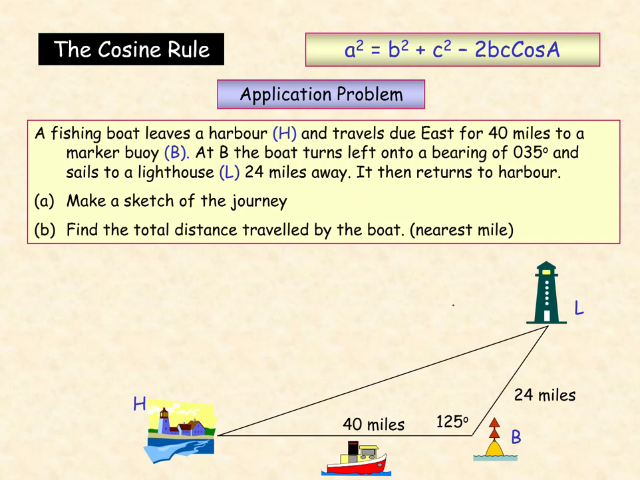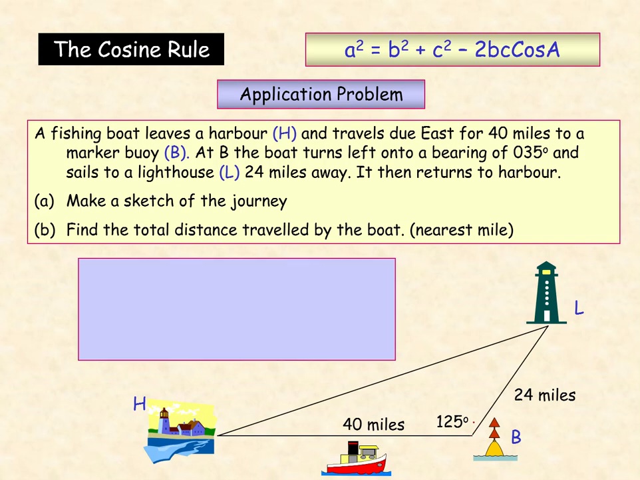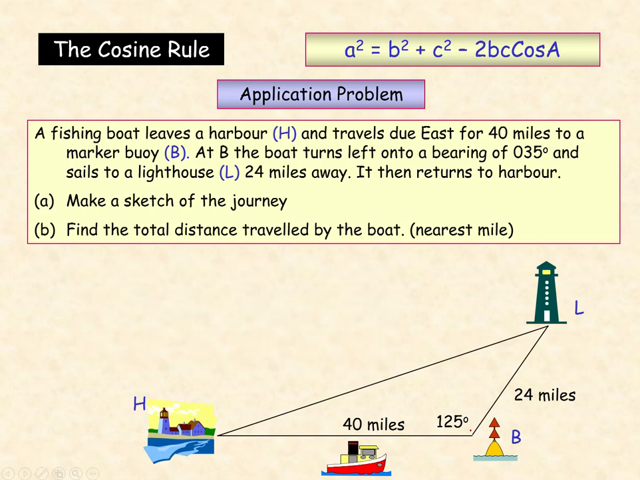So if I put a north here and show you that 035, just so you can see where it comes from. If you draw a line going up there, that's north, and that's your 035. That's your bearing of 035 from the diagram. But this is 90, so 90 plus 35 gives you your 125 degrees. Okay, so now we want to find this distance from H to L. I'm going to call that A. I'm going to call this B. I'm going to call this C.